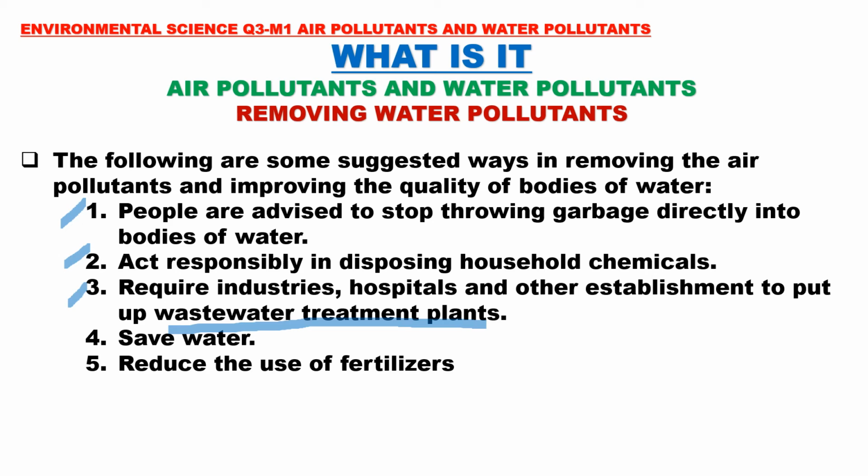Next, number 4, we have to save water because clean water is so scarce right now. Number 5, we have to reduce the use of inorganic fertilizers or those that come from factories. So we must make use of organic fertilizers such as compost.